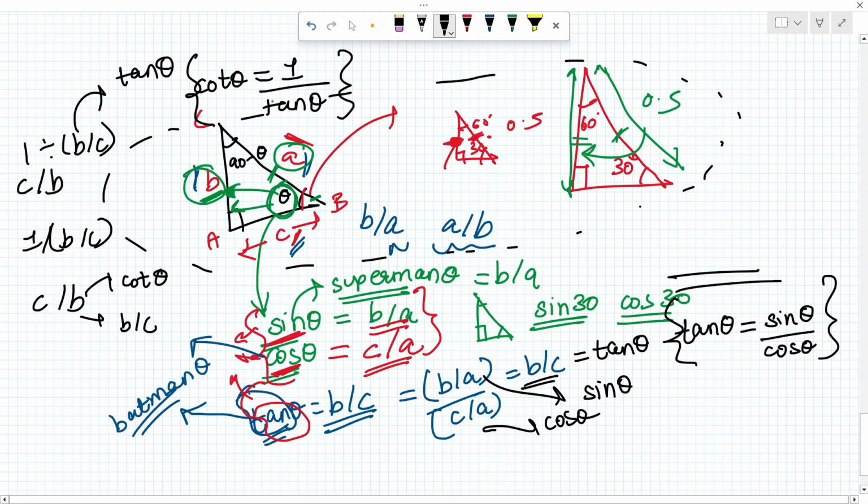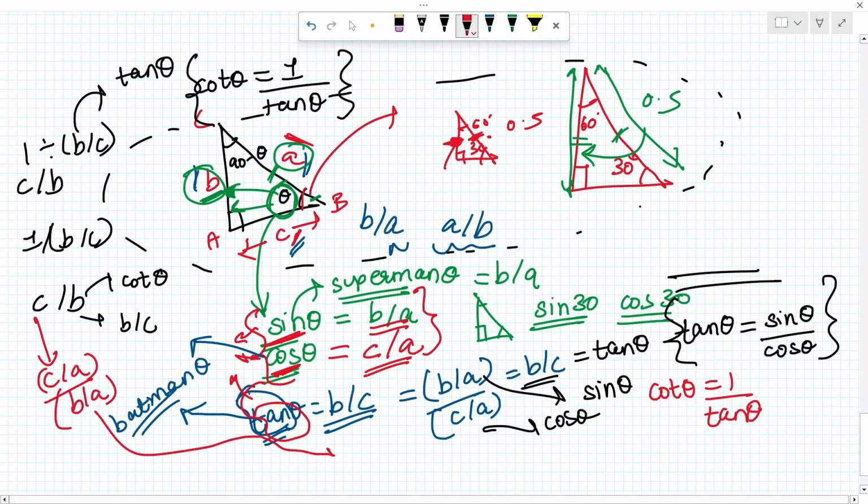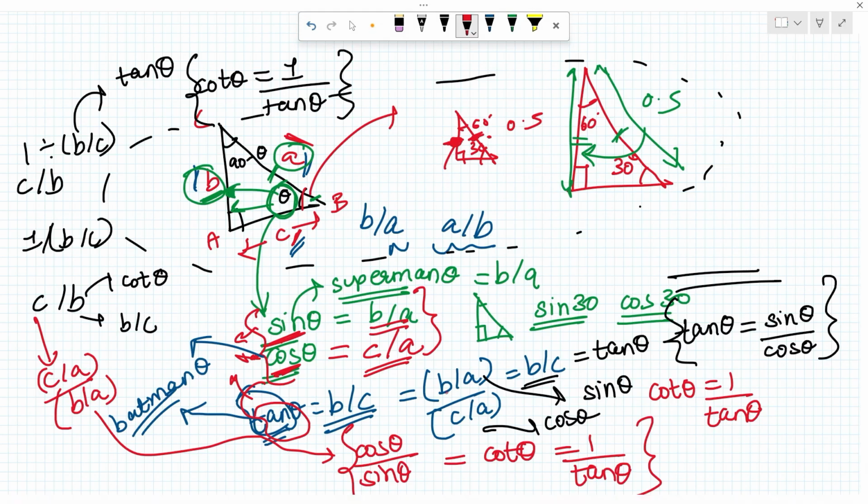Again, I've just derived this formula by logical reasoning. There's nothing great about it. And if cot theta is 1 divided by tan theta, note that c by b is also c by a divided by b by a. So by that logic, it is also cos theta divided by sin theta. So this is also cot theta, which is 1 by tan theta. Right? This is how all your high school identities were derived.